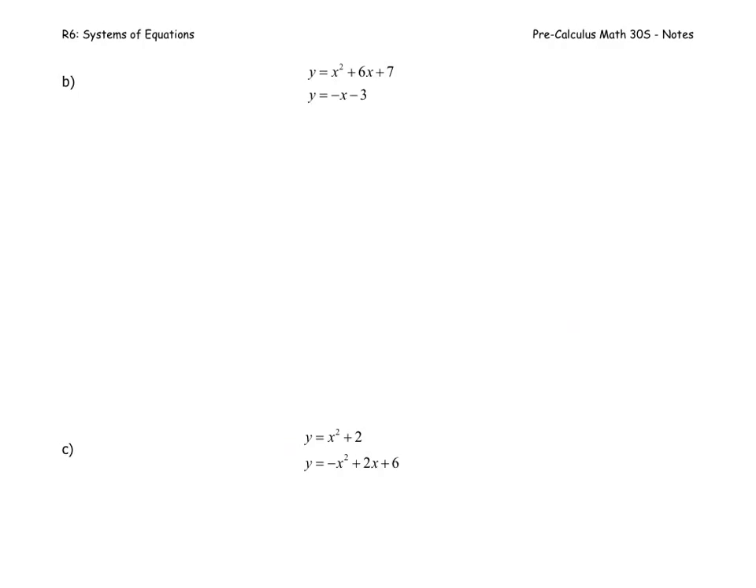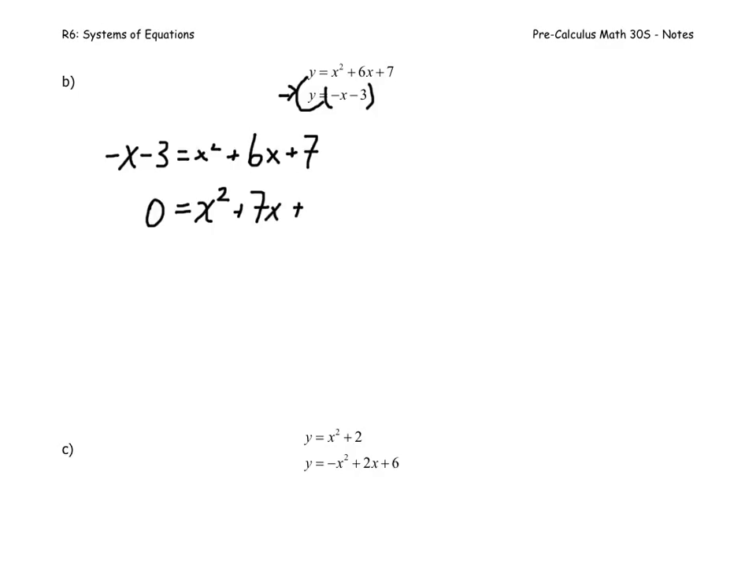Second example to try here. We're going to solve this both algebraically and graphically. Again, algebraically, I have y already isolated in the second equation, and I will substitute this minus x minus 3 in place of y in the first equation. So we get minus x minus 3 equals x squared plus 6x plus 7. I'll move everything over to the right side. So I have 0 equals x squared plus 6x plus x, 7x, plus 7 plus 3, 10. Oh, I can factor that. I get 0 equals x plus 2, x plus 5. Therefore, the two solutions are x equals -2 and x equals -5.